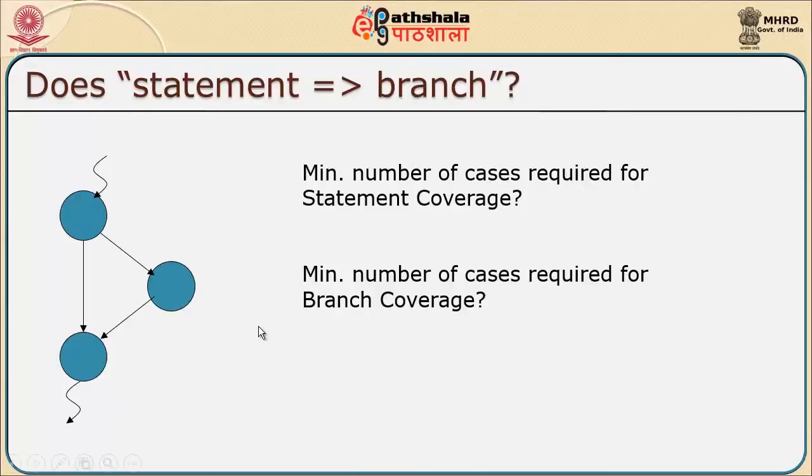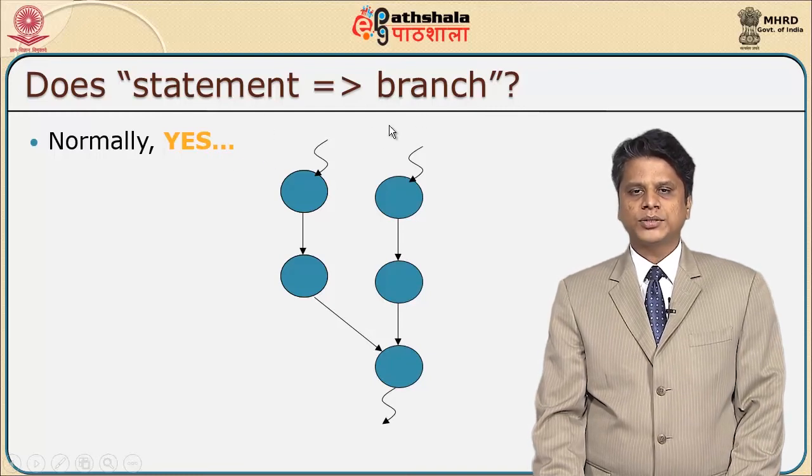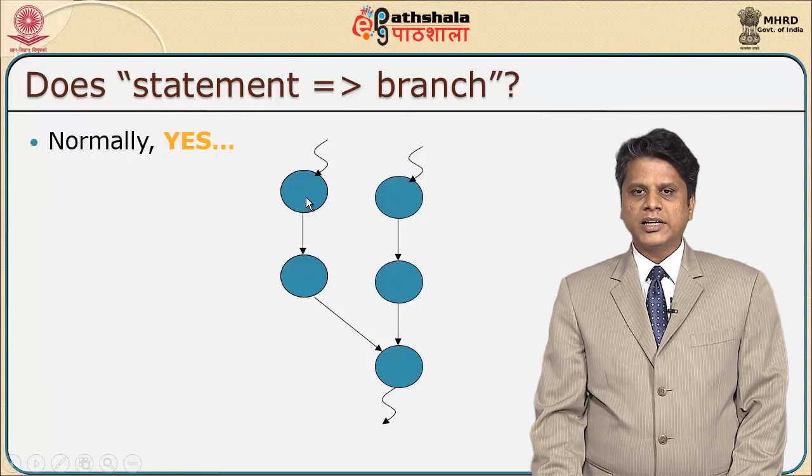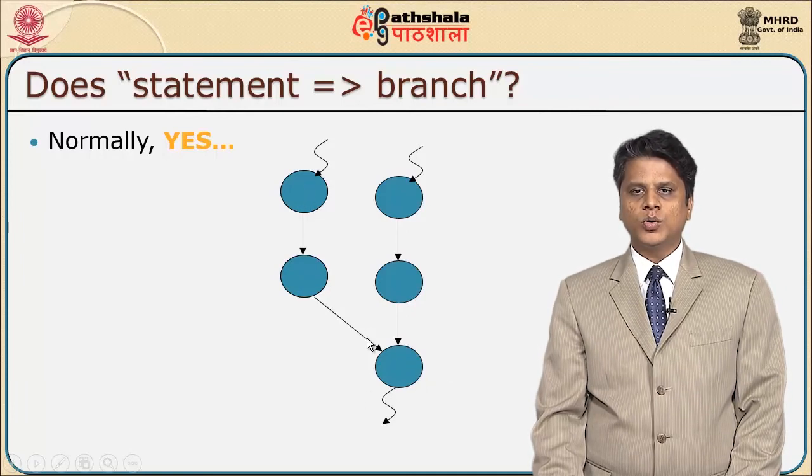So, this is something to give you an example of where statement takes you to a branch. The minimum number of cases required for statement coverage and the minimum number of cases required for branch coverage is what we have to study. Normally, for statement taking us to a branch, this will be the constraint where we have statements which have been considered to go in for a branch.